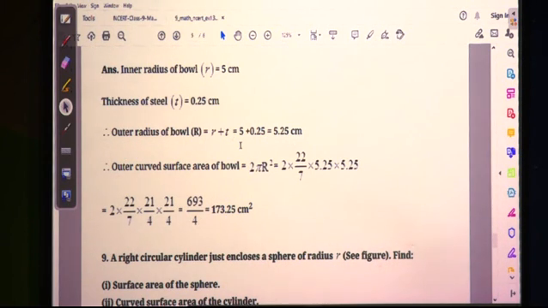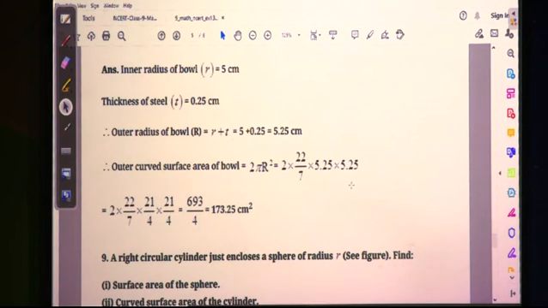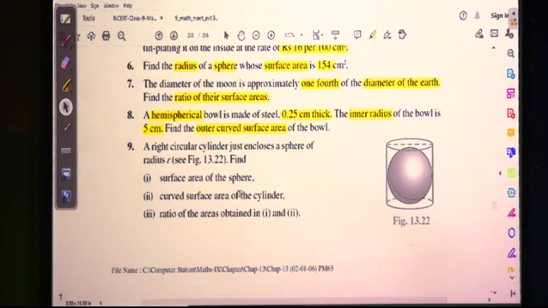In case of surface areas and volumes, what is required? The most important part is remembering the formula, what is the suitable formula, and after that, the calculation should be done properly. That is the main thing. If the calculation goes wrong, then things will not work properly. Let us see the next question, that is the 9th one.